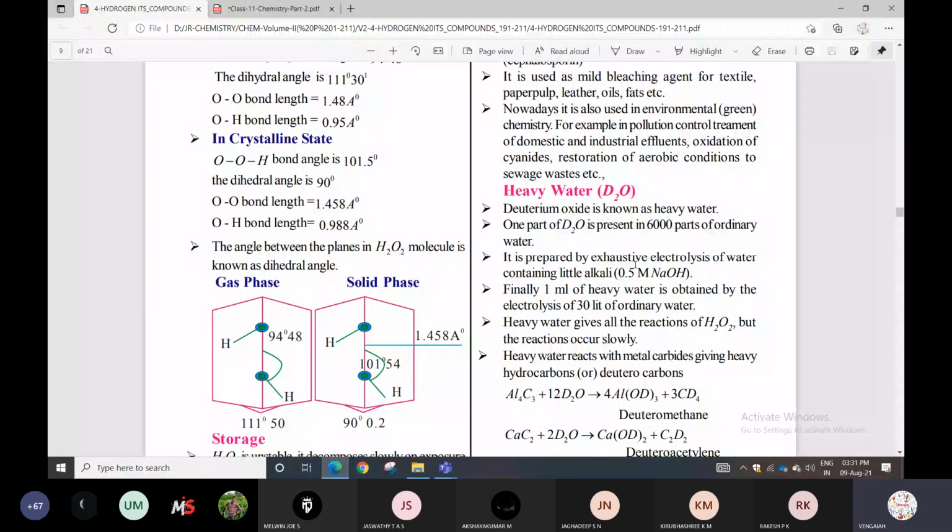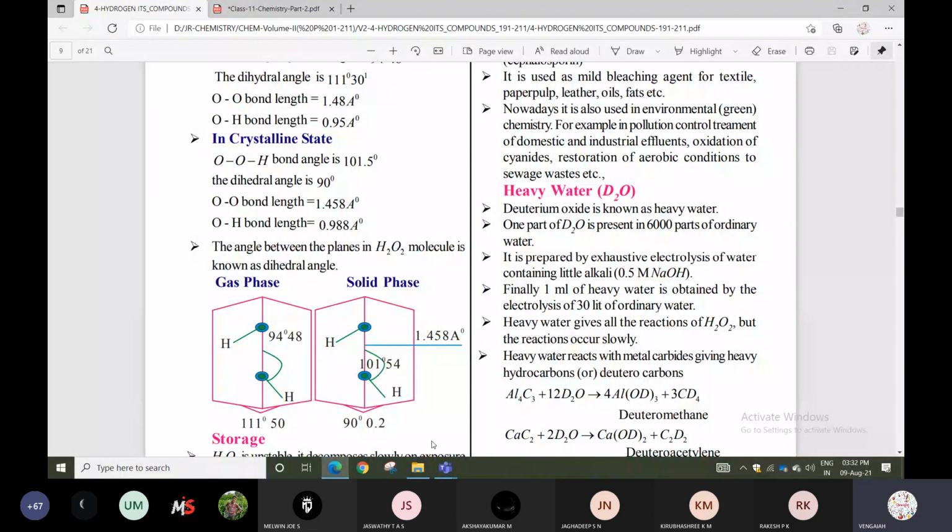Yes. Next thing, listen. Heavy water. Deuterium oxide is known as heavy water. One part of deuterium oxide is present in 600 parts of ordinary water. It is prepared by exhaustive electrolysis of water containing a little alkali.